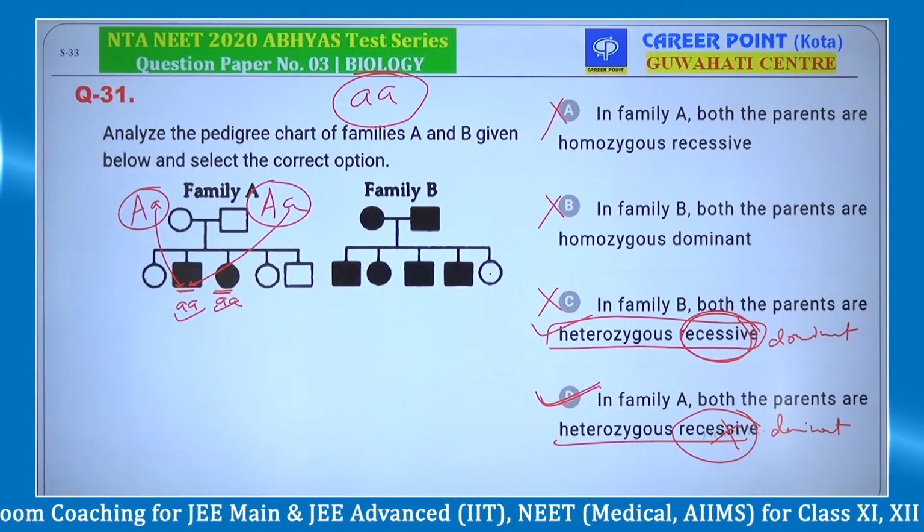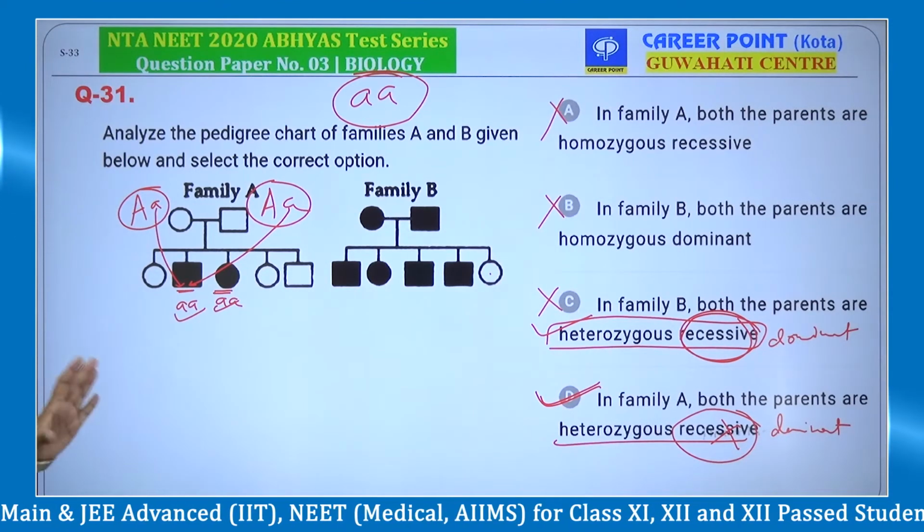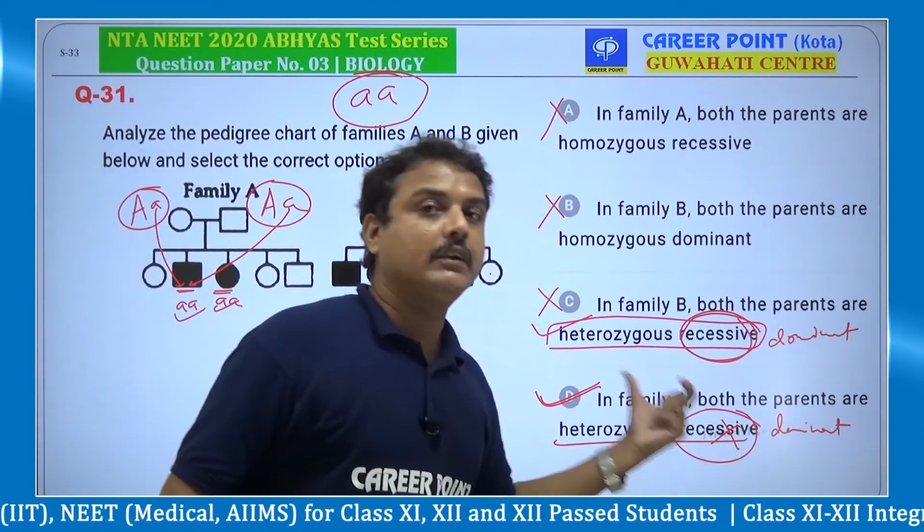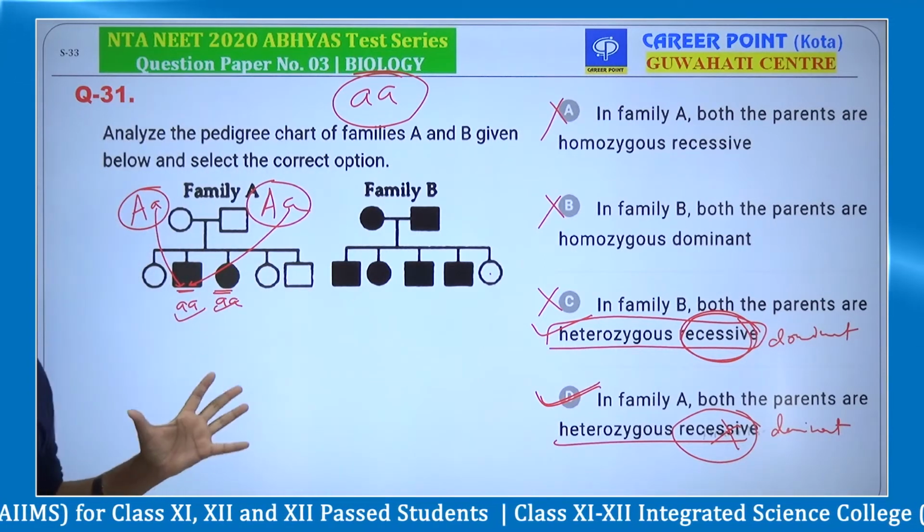Family A, both parents are heterozygous dominant. Actually it should be dominant, not recessive. Heterozygous dominant. Clear? Next question.